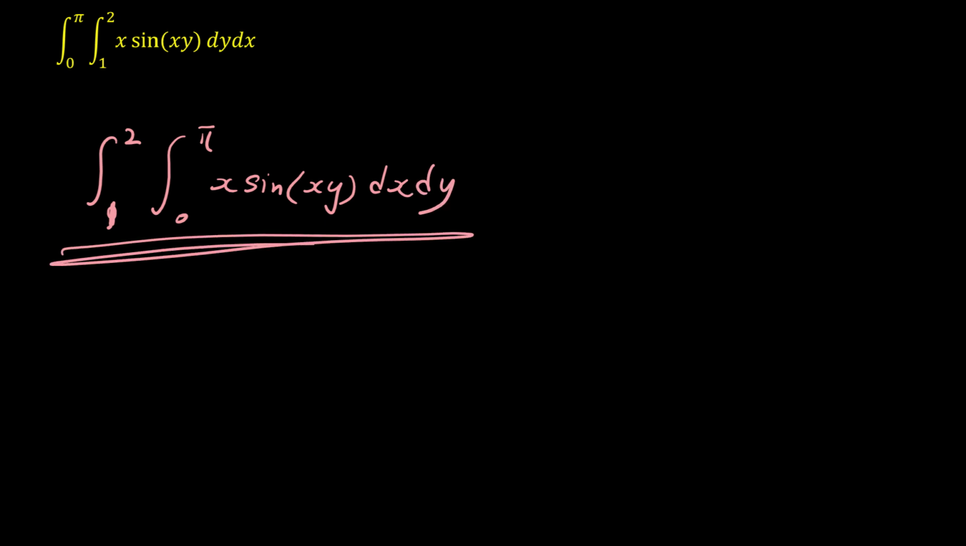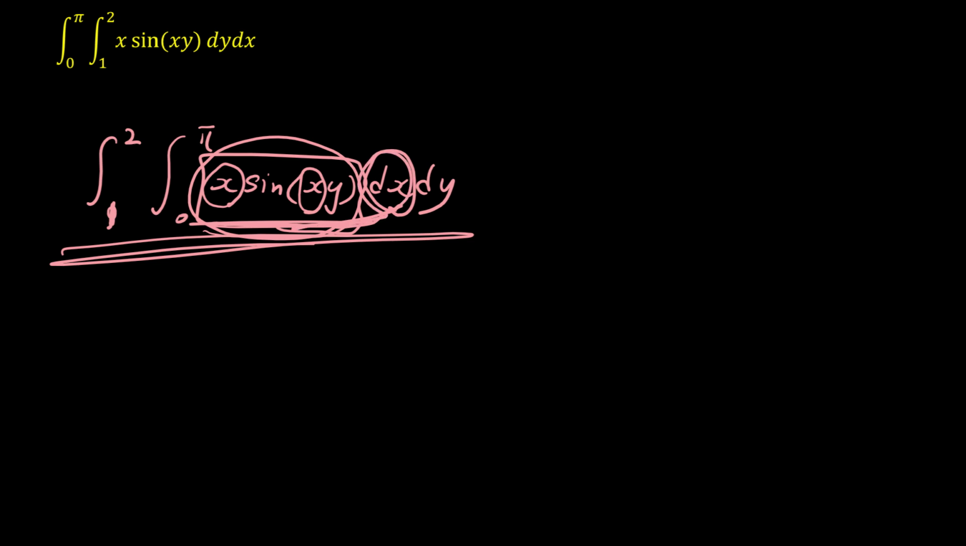Suppose this integral was given in the form of integral from 1 to 2, 0 to pi, x sine of xy dx dy. Suppose this was the given question and we want to find this integral. If we want to find the integral of this function with respect to x, because x appears here and x appears in the sine, for finding the integral with respect to x first, we have to use the integration by parts method, and it makes the calculation more difficult than finding the integral in this order.